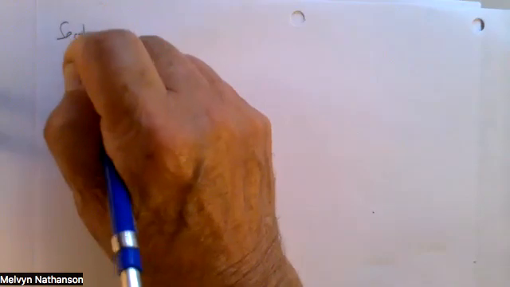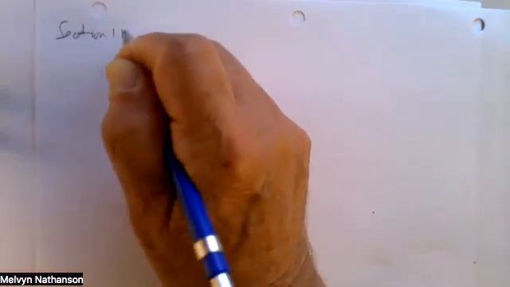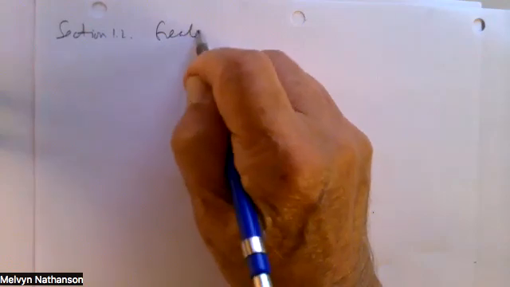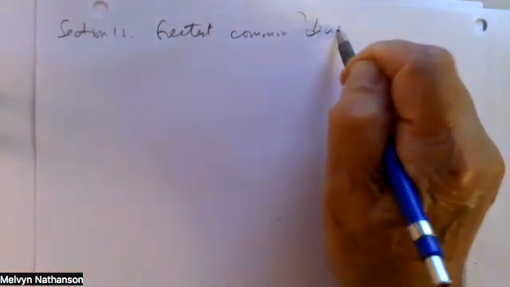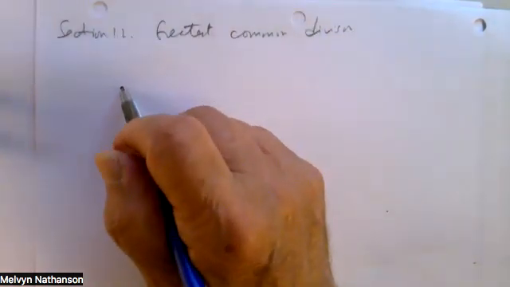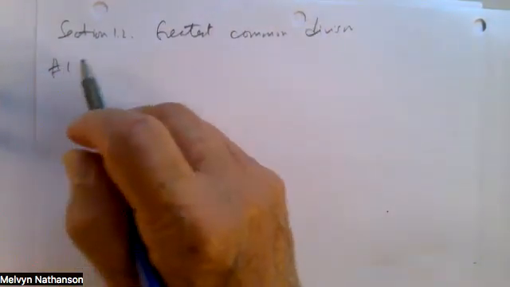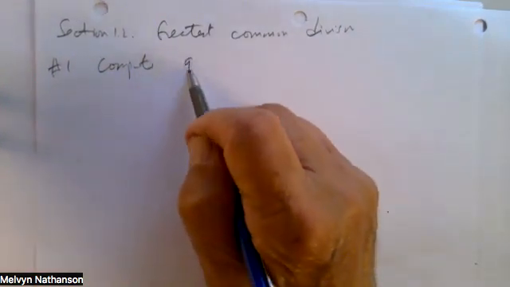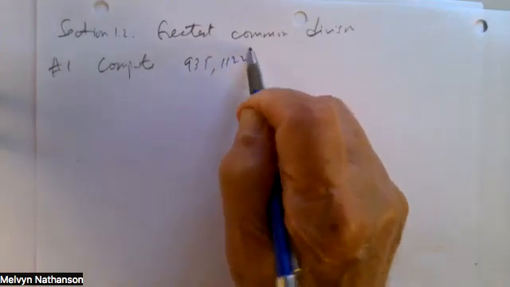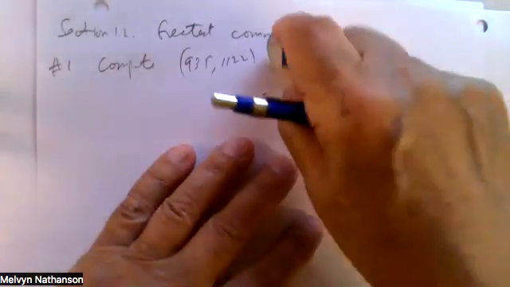Okay. Let's look at some problems in section 1.2 on the greatest common divisor. Let's just start with number 1. Compute the greatest common divisor of 935 and 1122. The parentheses mean the greatest common divisor of these two numbers.